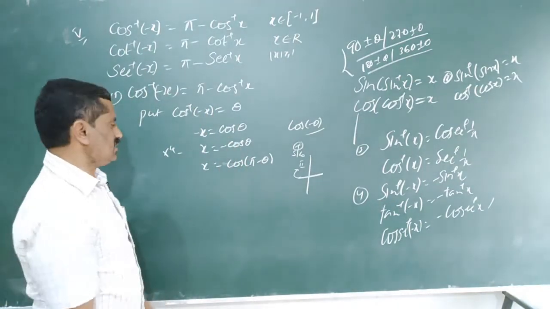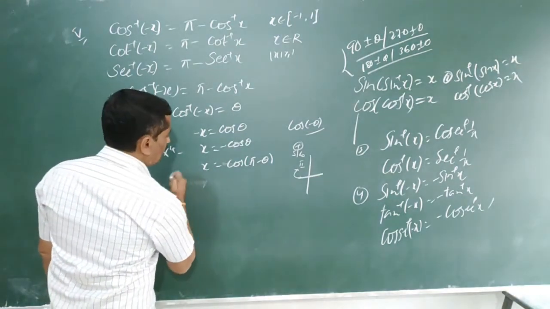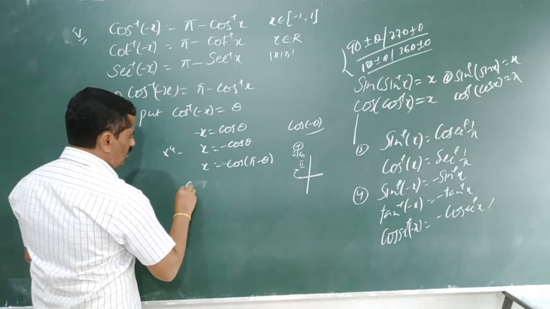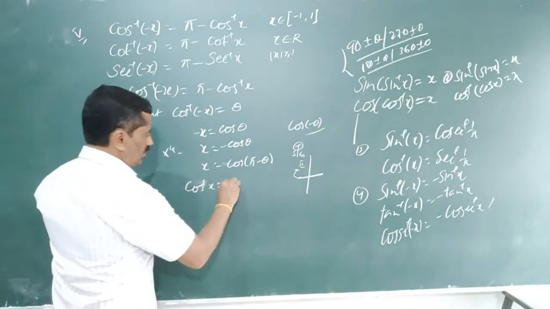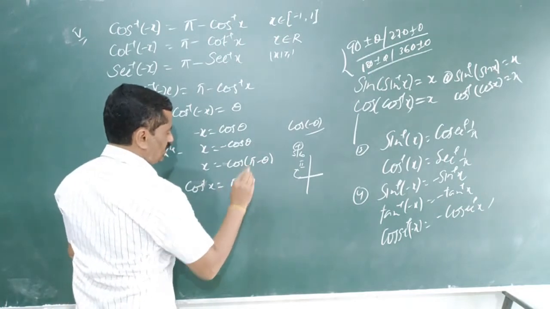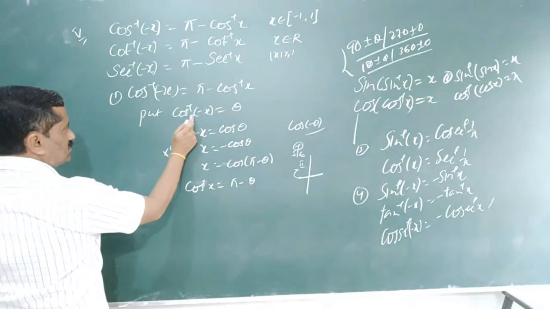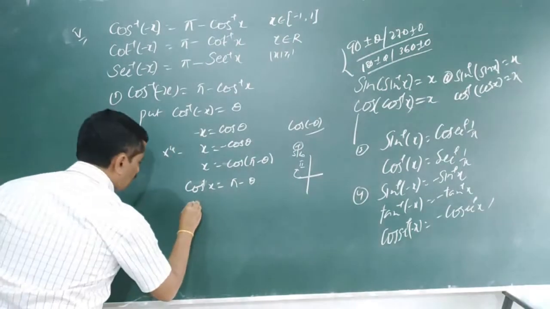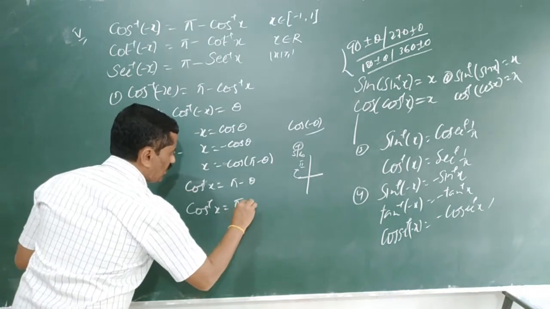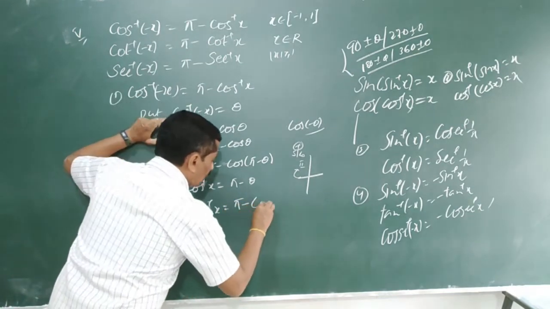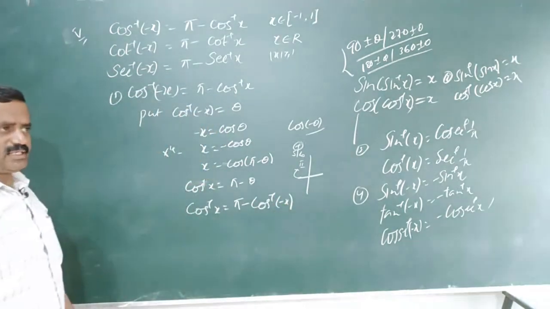Minus cos theta. Again, that is x is equal to this. Now bring this cos to LHS. Therefore, cos inverse of x is equal to pi minus theta. But what is the value of theta? We have here cos inverse of minus x. Therefore, cos inverse of x is equal to pi minus cos inverse of minus x.